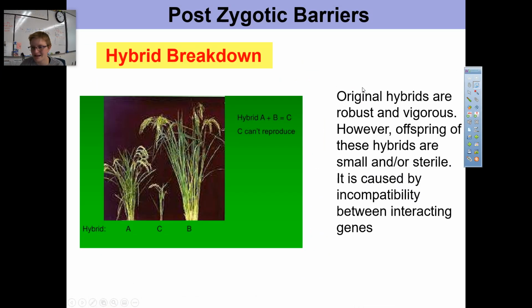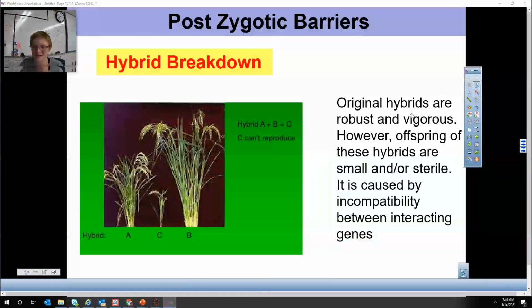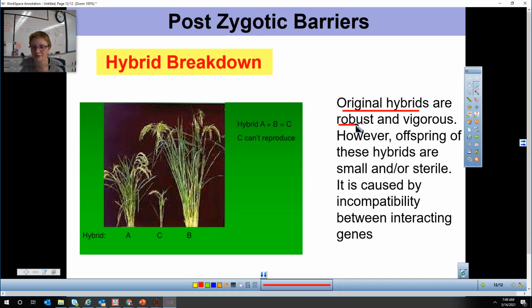And then there's hybrid breakdown. Hybrid breakdown is kind of interesting because usually the original hybrids are really robust, but then the offspring of hybrids are small or sterile. So as you go further down the line, it stops working out so well. You might be able to create an awesomely robust hybrid, but then its babies aren't that great. Something didn't work out further down the line. Okay, and so that happens. And if that happens, you would say, okay, they can't be the same species. They're different species. They just don't work out after a while.